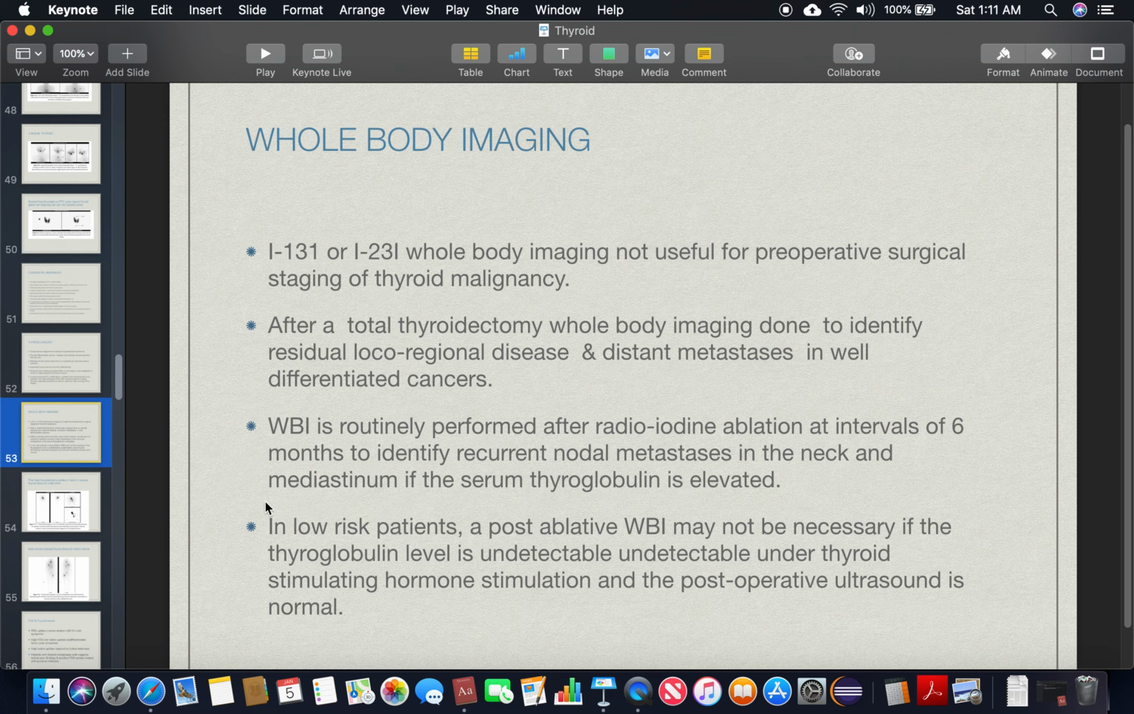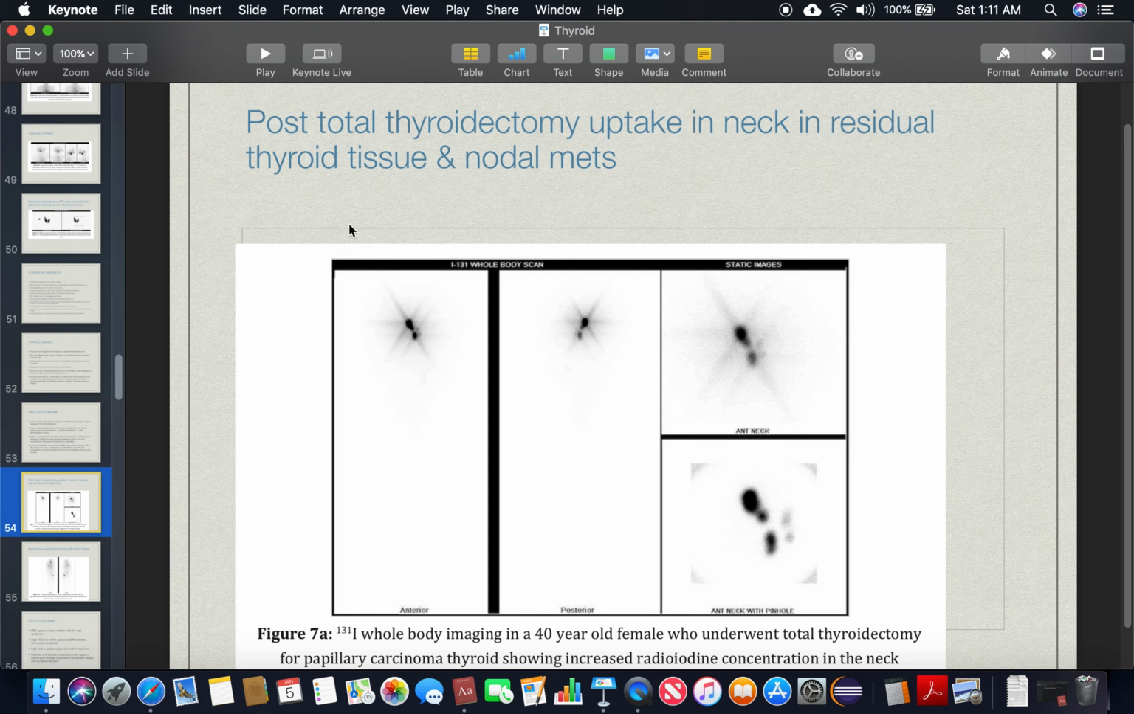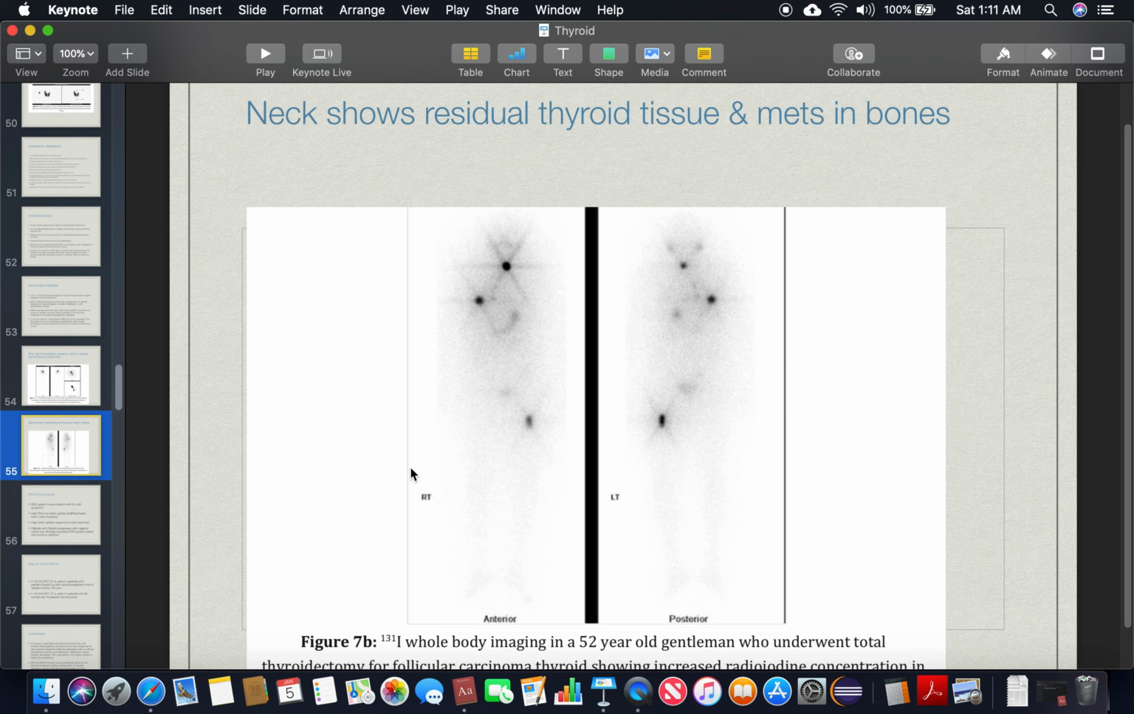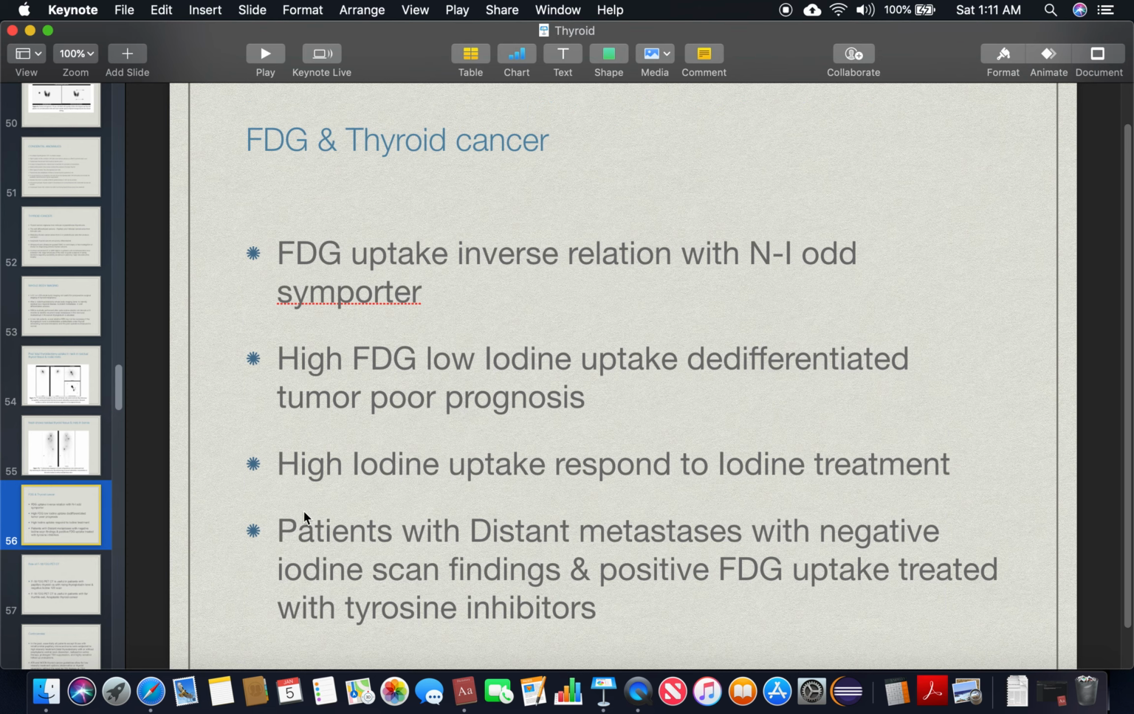Now, in patients who are low risk, a post-ablative whole body iodine scan may not be necessary if the thyroglobulin is not detectable and ultrasound is normal. So here's an example of a post-total thyroidectomy uptake in the neck in the residual thyroid tissue, and additionally you see there are neck nodes that are positive. Now here's an example of a whole body scan. You see there is this septal penetration and the star imaging artifact. So there is a residual thyroid tumor, and then of course there are multiple bony metastatic lesions.